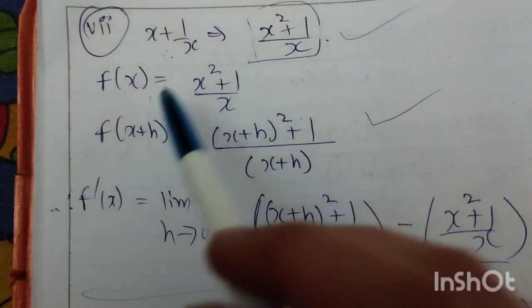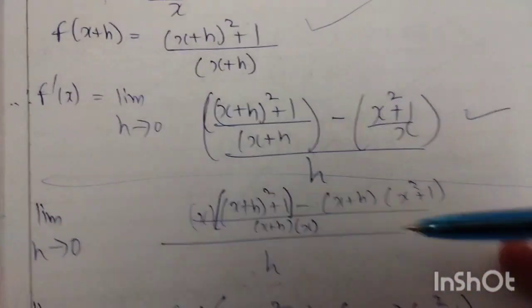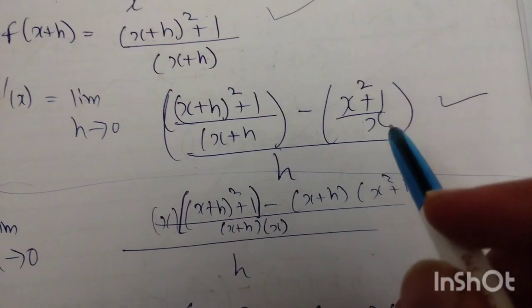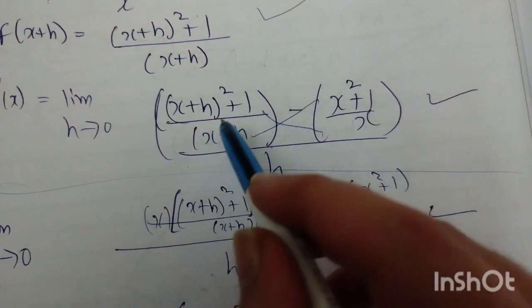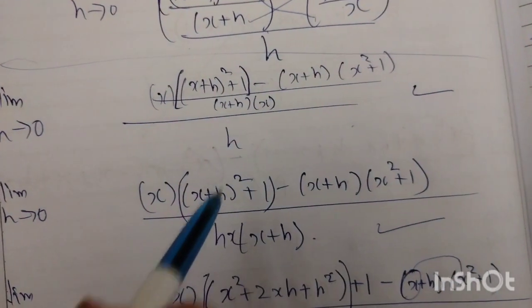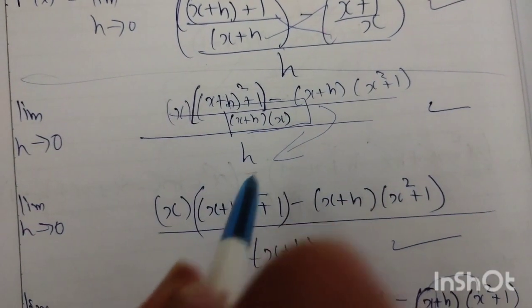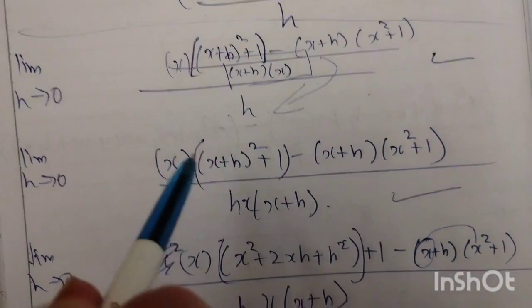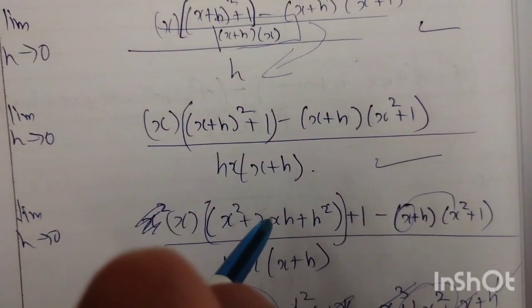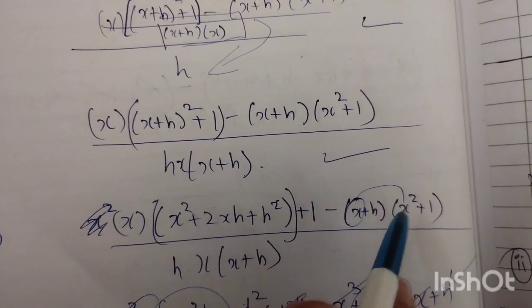We have to input the values of x. Now the next step is we have to input the values. So we have already input the values. Now we would be cross multiplying it and taking the LCM, of x plus h and x, in this way. Now the next step is we will send this down by the rule, and we would be opening the bracket so that this would be x square plus 2xh plus h square plus 1 minus (x plus h)(x square plus 1).